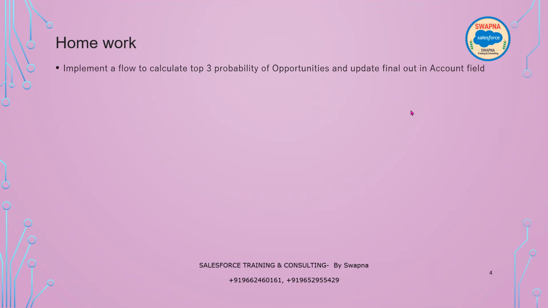And the homework: implement a lightning flow to calculate the top 3 probability of opportunities and update the final output in the account field. And the second one, implement a flow to update the roll-up summary field on account. That means the roll-up summary is the count of contacts. So whatever the count of contacts is, that roll-up summary needs to be updated on the account.